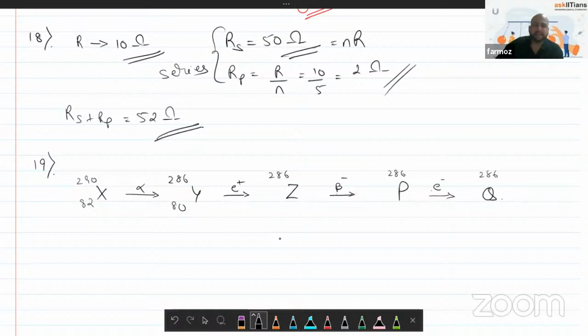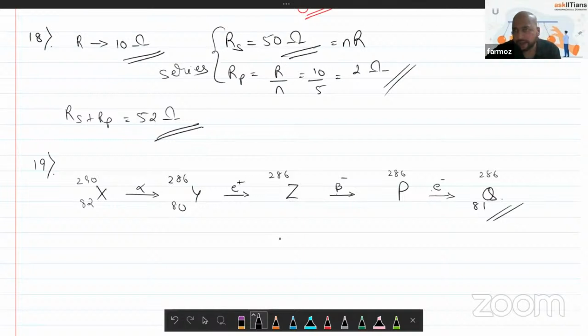See, one is positive electron and the other one is negative electron. So obviously due to one, the atomic number will decrease, due to the other, the atomic number will increase. So obviously it is balanced, it is 80 only. Now let's talk about the beta particle. So when a beta is emitted, the atomic number increases by 1. So on that basis, your final answer will be 286 and 81. That's it. Clear? So this is your question number 19.